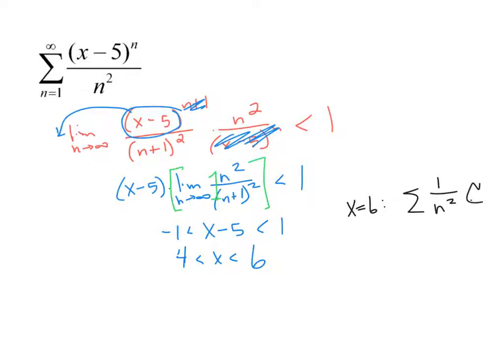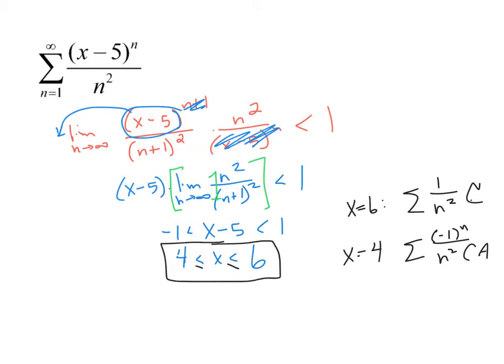And the other, x equals 4, so I add an equal sign to the 6. 4 minus 5, of course, is negative 1, so now I have an alternating series. And of course, this will converge absolutely. So I get an equal sign on that as well. And there is my interval of convergence.